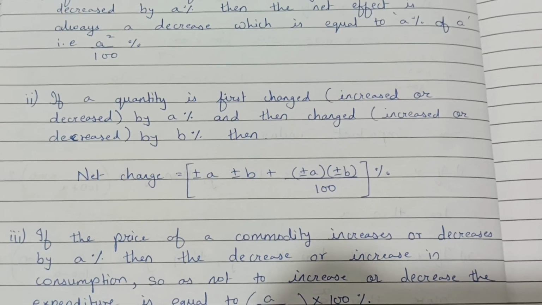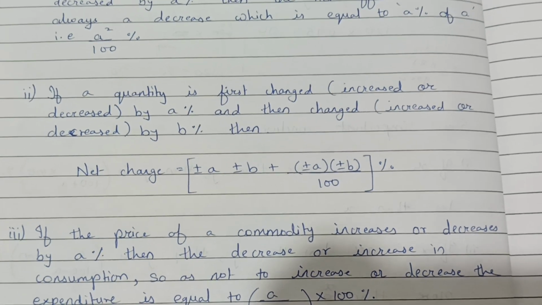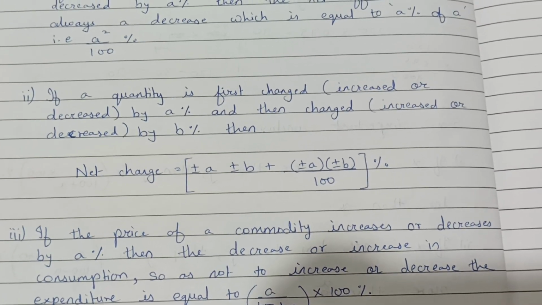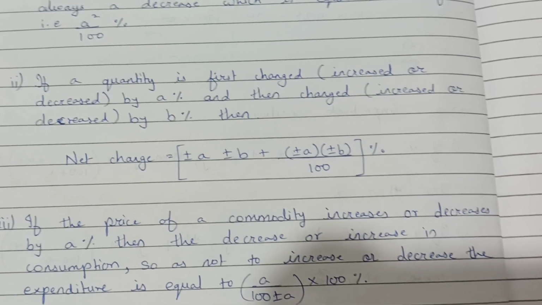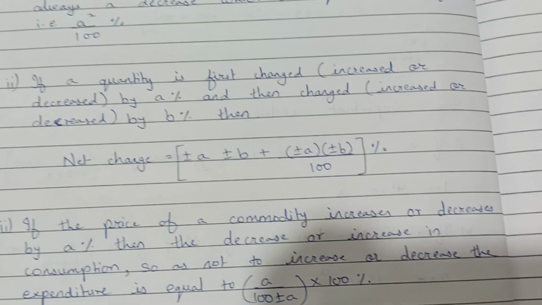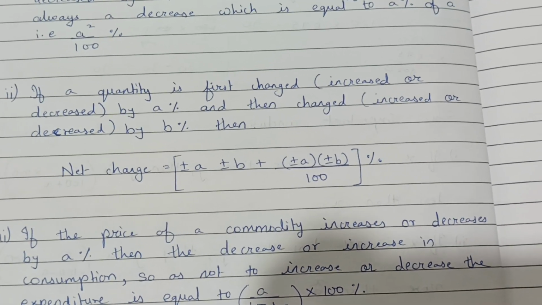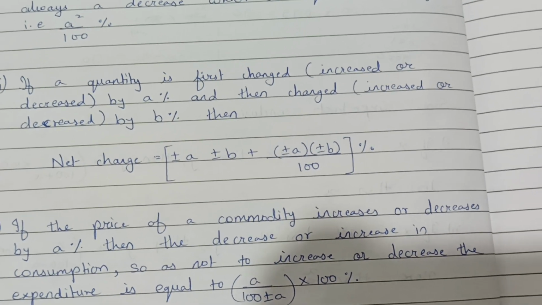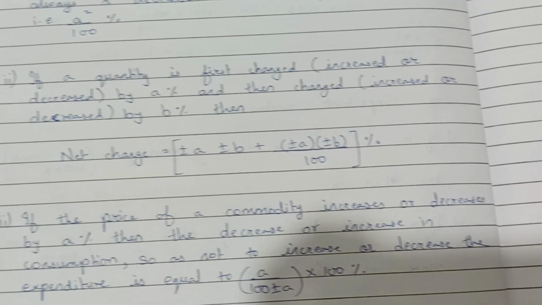Second, if a quantity is first changed, increased or decreased, by a% and then changed, increased or decreased, by b%, then the net change is plus or minus a plus or minus b plus or minus a into plus or minus b upon 100, whole bracket, percent.